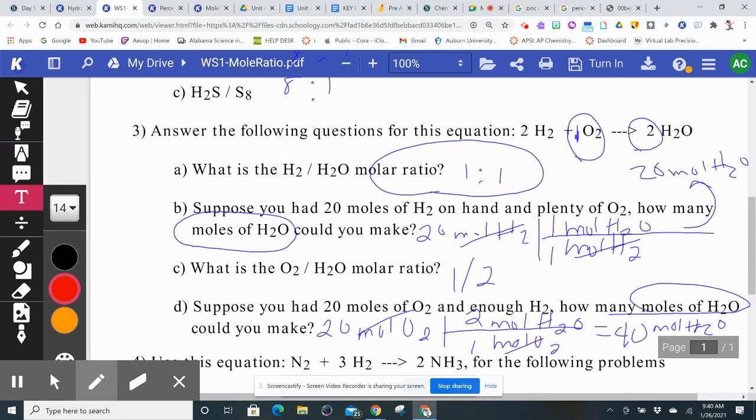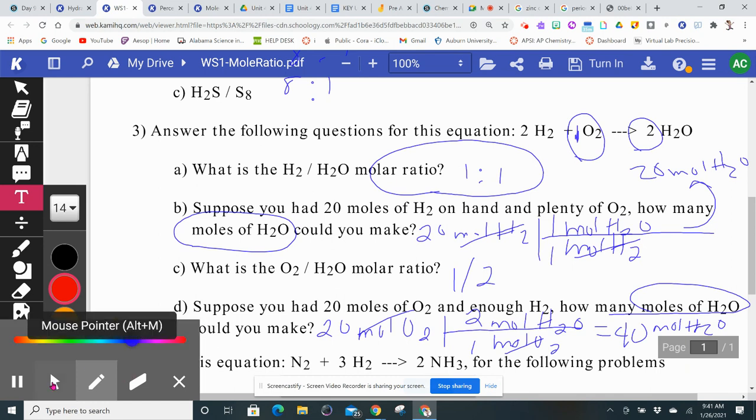All right, so that's how we use these mole ratios. We use the mole ratios to take moles of one thing and turn it into moles of something else. We've learned how to go from moles to atoms. We've learned how to go from grams to moles. And now we're learning how to go from moles of one thing into moles of something different. And we use the mole ratio to do that.